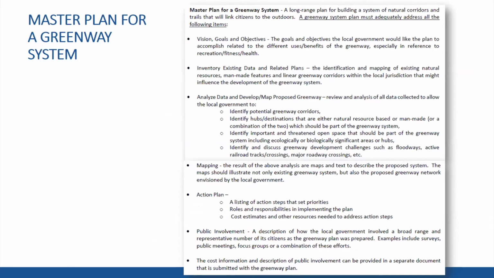So the Greenway System Plan, this is a definition straight from the PARTF application. Again, it's very similar to the system-wide plan, but we're looking at the greenway system. It could be a system of natural corridors. You have your vision and goals, your inventory, analysis of where those hubs will be. Think about some of the maps you saw on the screen today with the various hubs and where those connections are. Greenways usually also bring in ecologically, biologically significant areas. Floodways are typically part of that, so make sure you identify those. And then mapping, of course, an action plan, and roles and responsibilities for implementing the plan.